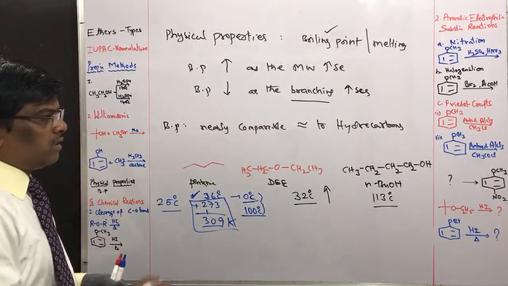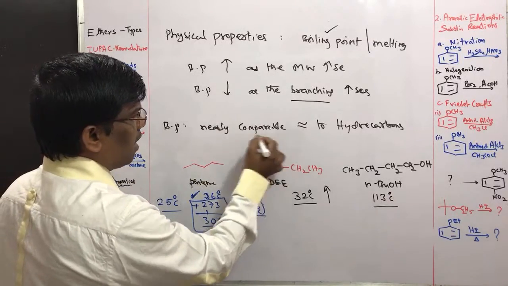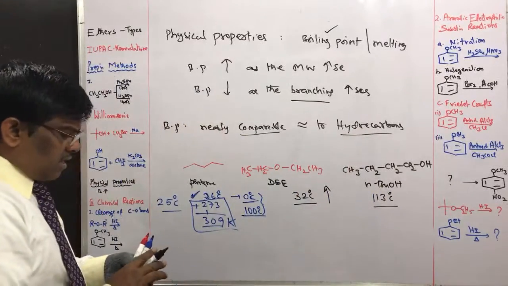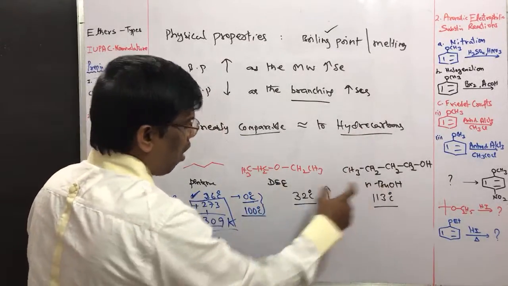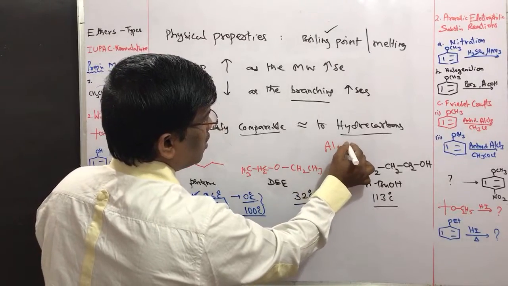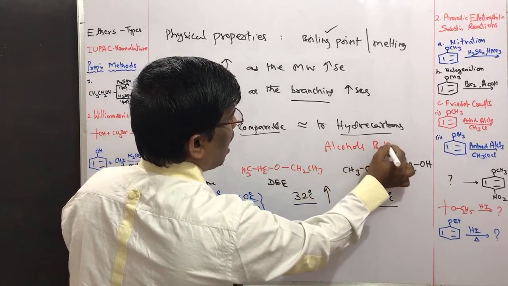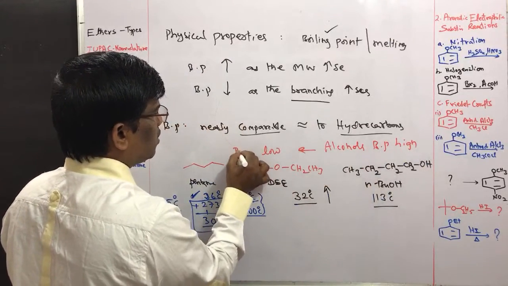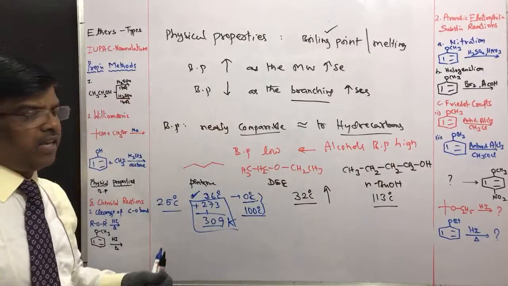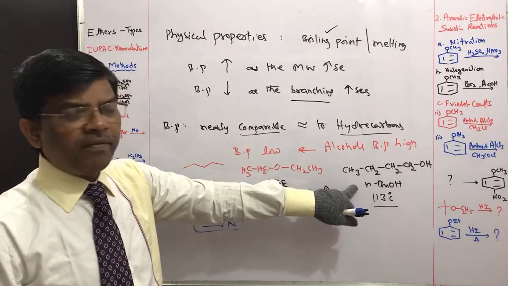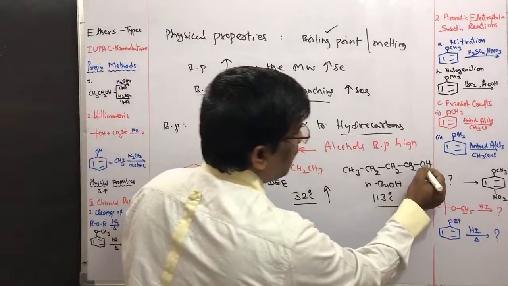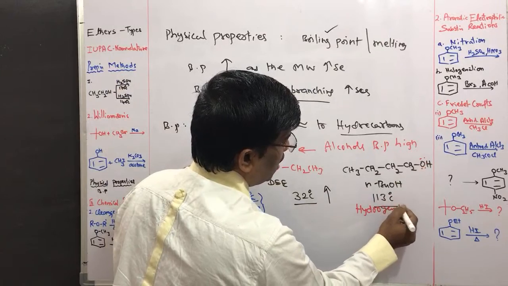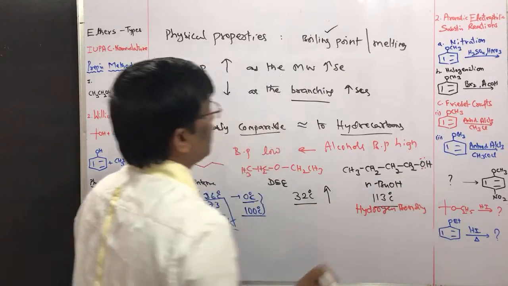That means the boiling points of ethers are nearly comparable or the same as hydrocarbons, whereas compared to alcohols, the boiling point of alcohols is very high, and ethers have low boiling points. Why are alcohols going to have a very high boiling point? Because of the presence of hydrogen bonding, which I have explained in the alcohols chapter. Yes, so this is one phenomenon.